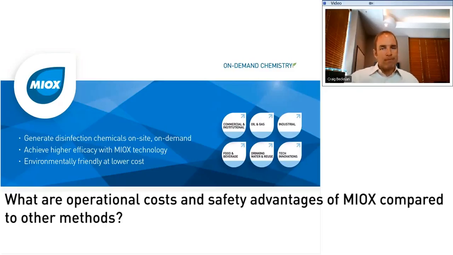Our experience has been that if the customer is using more than one chemical, we are almost always less expensive. So if they're needing to use chlorine and bromine, or chlorine and a periodic dose of a proprietary algicide, or a quaternary compound and glutaraldehyde. In all of those cases, the MIOX on-site generated chemistry, even depreciating the capital over a relatively short period, will be cheaper.